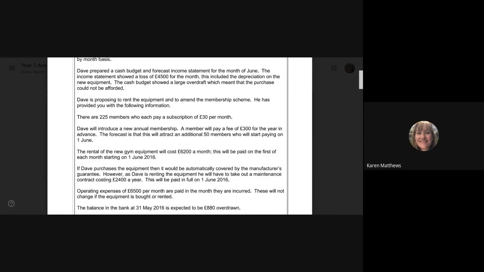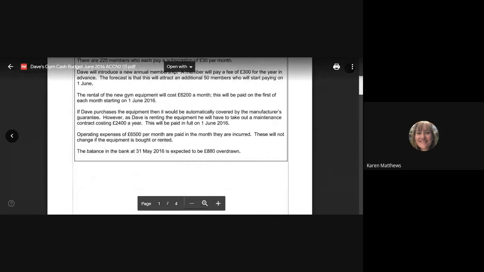He's got to pay out the rental for the new gym equipment. He's also going to be paying a whole year's worth of maintenance contract and his operating expenses. Okay, no depreciation. So the first thing you're asked to do is prepare the cash budget for the month of June, assuming the equipment is rented and the new membership scheme is introduced.